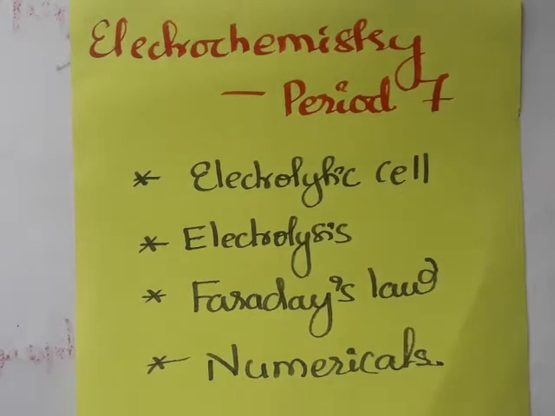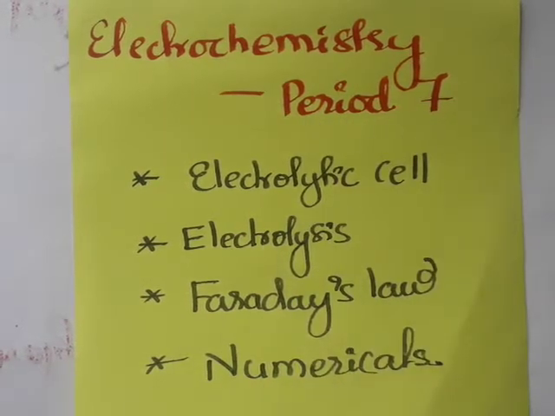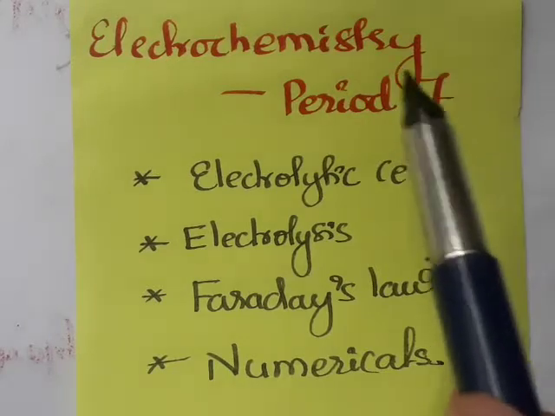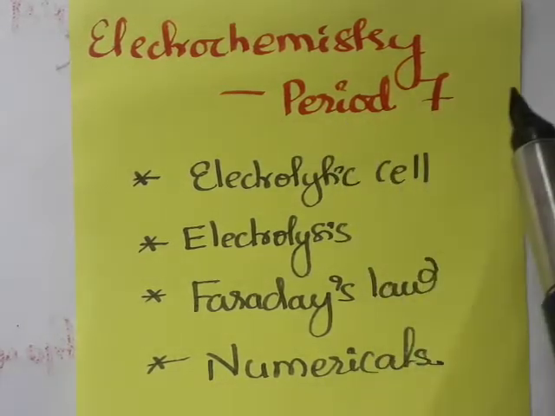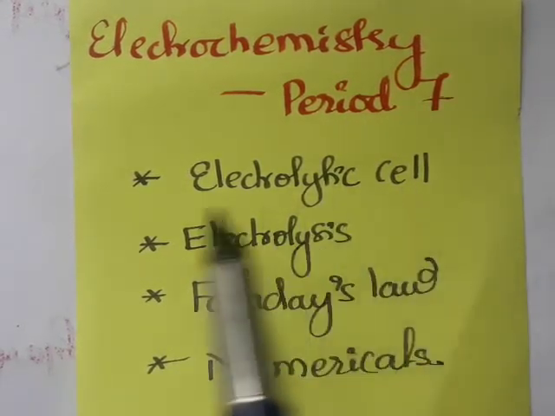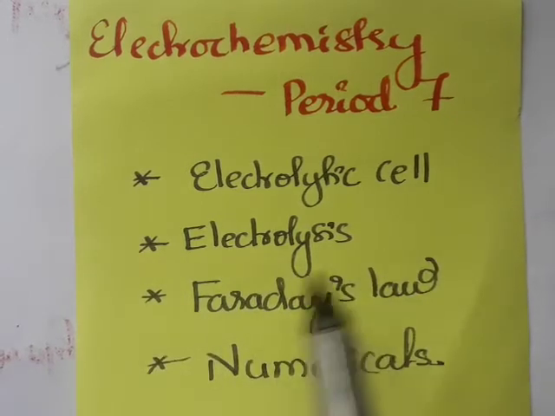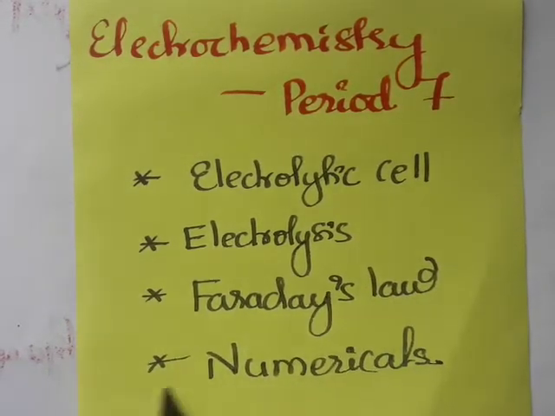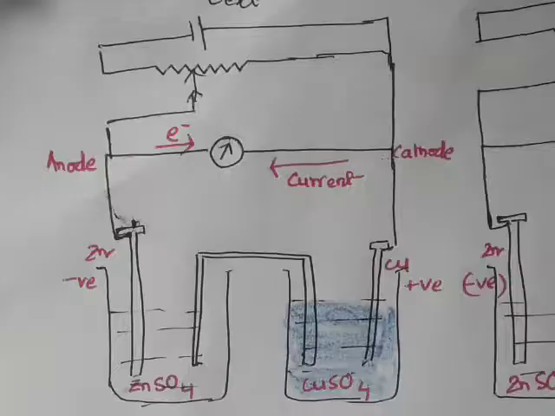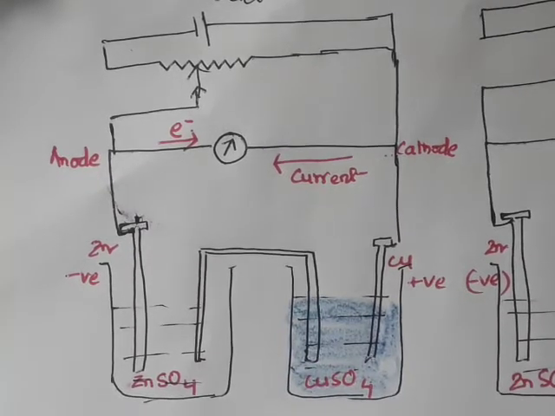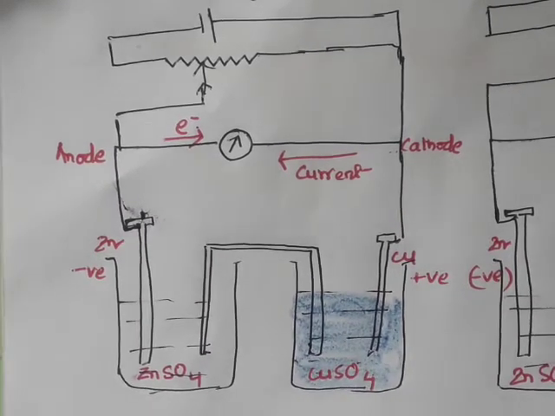Students, I'm here again with another video from the chapter electrochemistry, and in this video I'll be covering topics like electrolytic cell, electrolysis, Faraday's laws of electrolysis, and we'll do some numericals. So let us again go back to the electrochemical cell and the example of the Daniell cell.